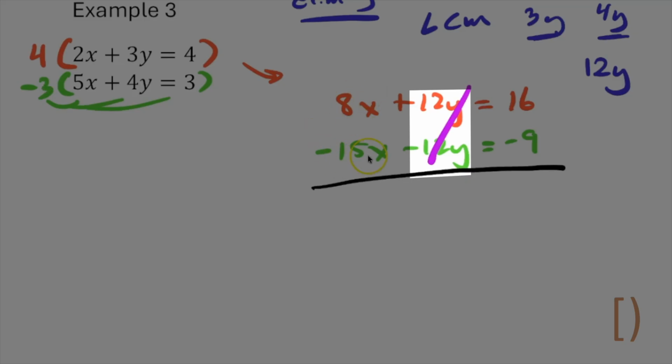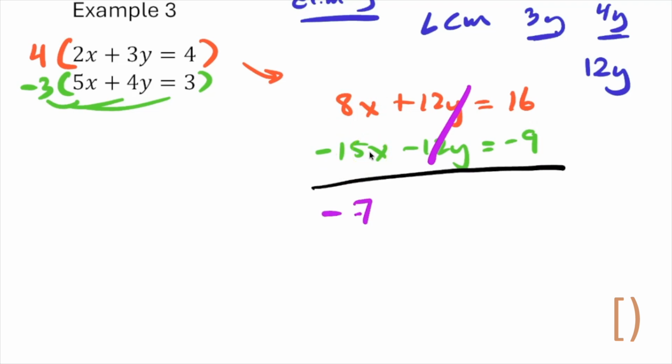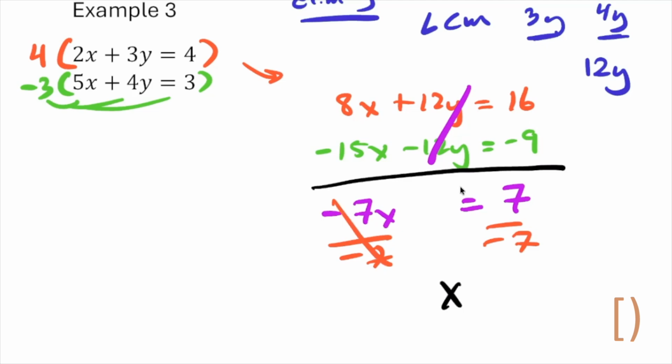And we get 8x minus 15x, which gives us -7x. Those y's are gone. 16 minus 9 is just 7. And now we get the x by itself. We're going to divide both sides by -7. These -7 cancel out, and we get x is equal to -1. And again, we are not done. We have to go back to find our y.